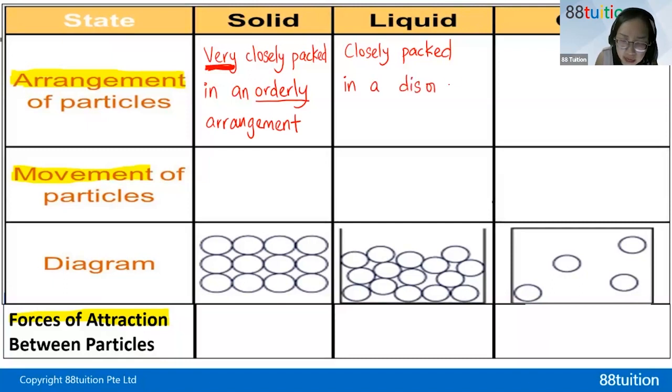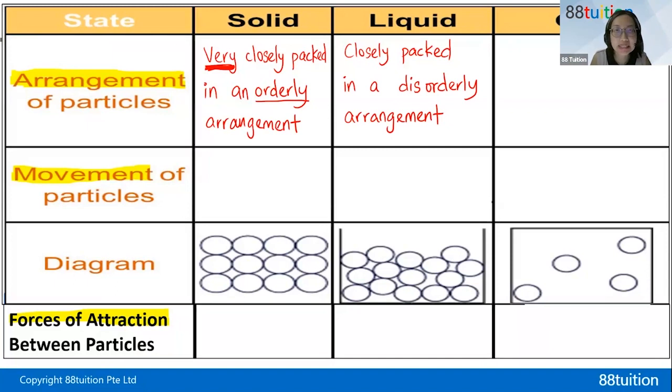Some of you may ask me, can I write random? Yes, you can. Random means it's all messy. Random simply means messy. Then for gas, anyone, arrangement of particles in a gas? Let's move faster so that we can do other things. It's just testing everyone. Gas is disorderly. You give me half the mark. How about the first part? There's a first part and a second part.